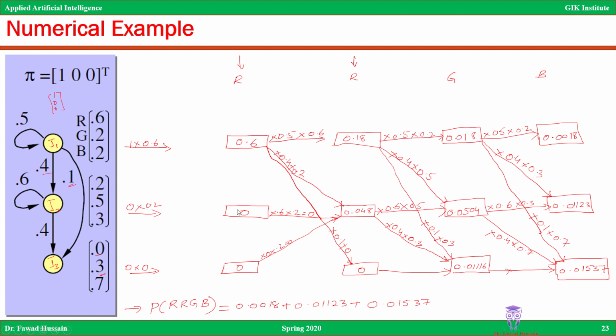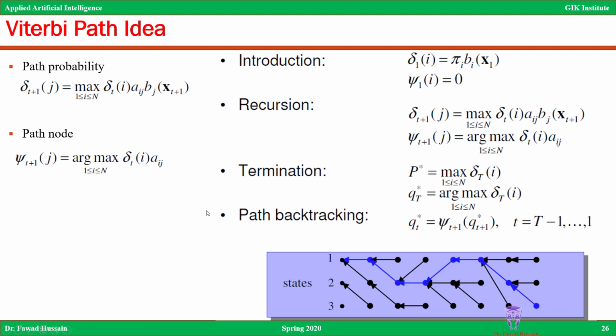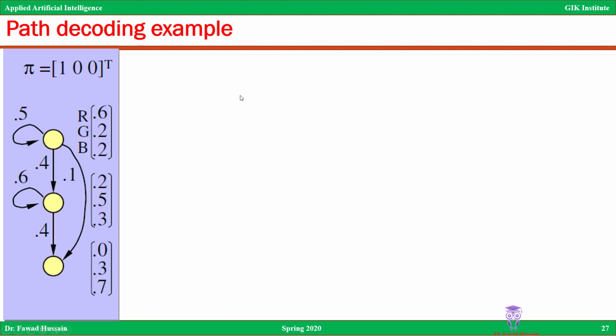And so we'll see in the next example, we have to go through a forward phase, and then we have to backtrack and find the most probable value. So instead of going through all this mathematics, let's have an example. So this is the example that we have. Let's again try to find the same problem, RRGB.